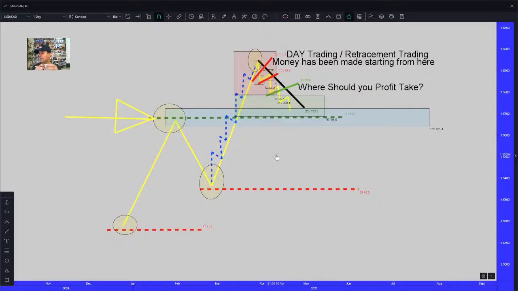Everybody, let's help Alex. This is just an example. Let's help Alex out. I know that I should profit take at past support, but if I do this, I'm risking more than I'm making. So what should I do?